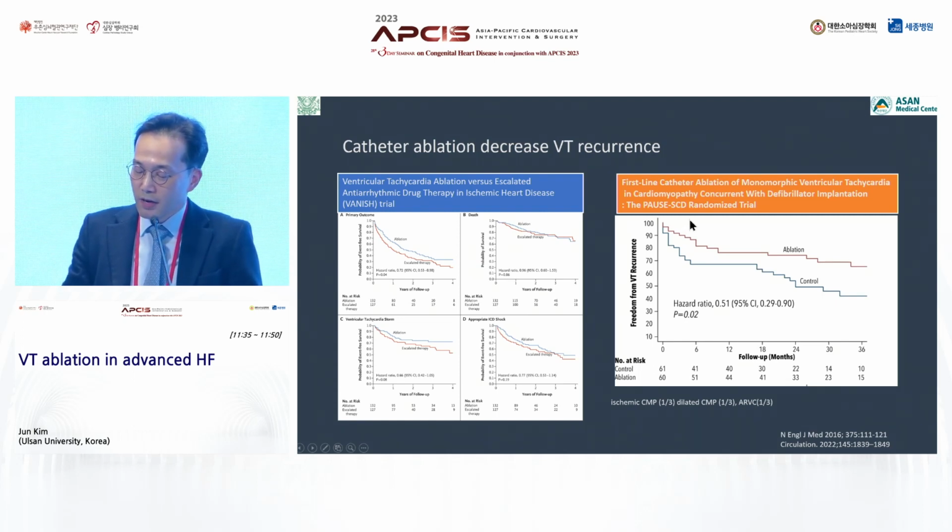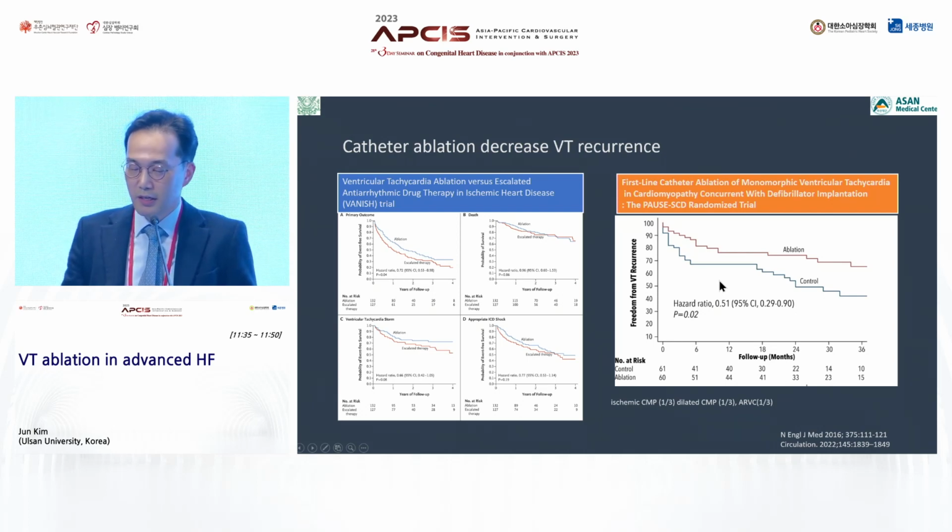And the first-line therapy of cath ablation in a wide spectrum of cardiomyopathy shows that the concurrent implantation of ICD and cath ablation decrease the VT recurrence. We think it can improve the quality of life in those patients.